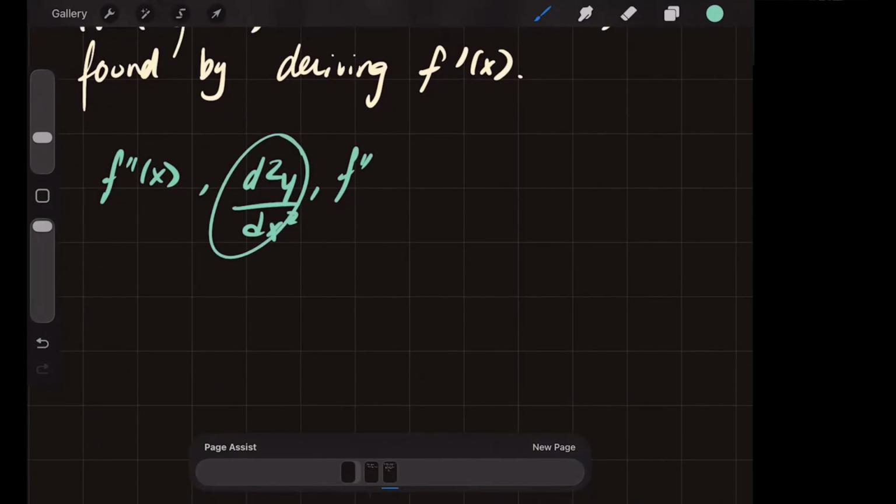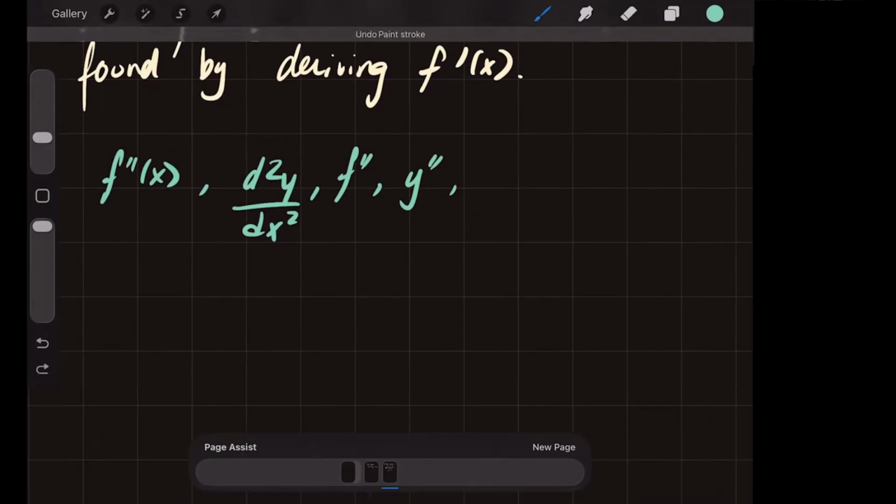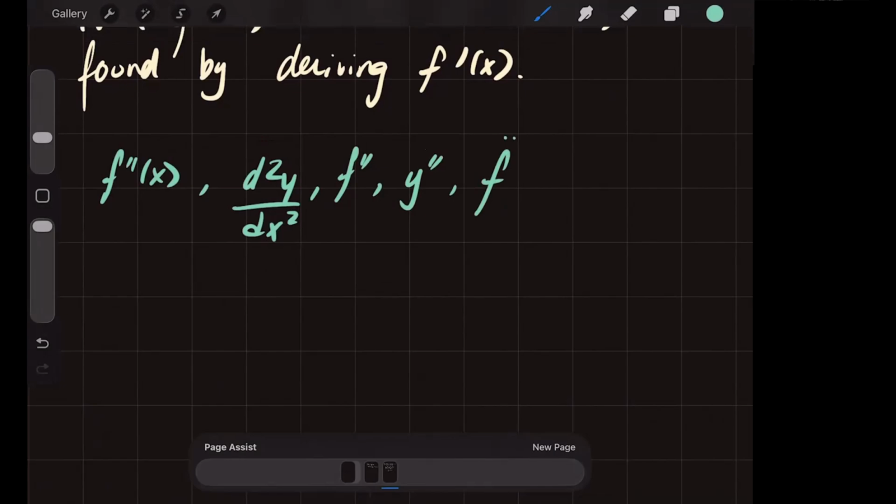This would be used if the function is written as y equals. You can write it as y double prime. I don't love it. It kind of looks like an 11 to me, but if you do that, that's fine. And you can also write it as y2. I don't recommend this because it looks like y squared. If you're a physicist, you might write it like this, and I hate it. Don't do that. Okay.